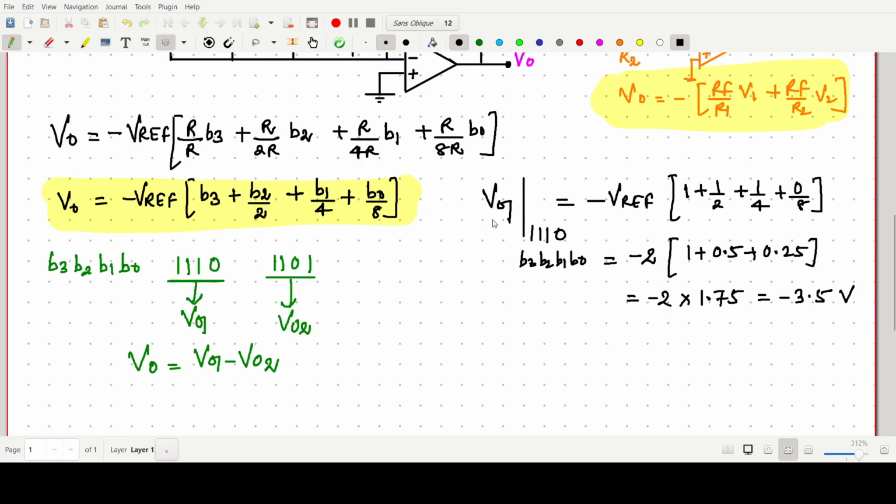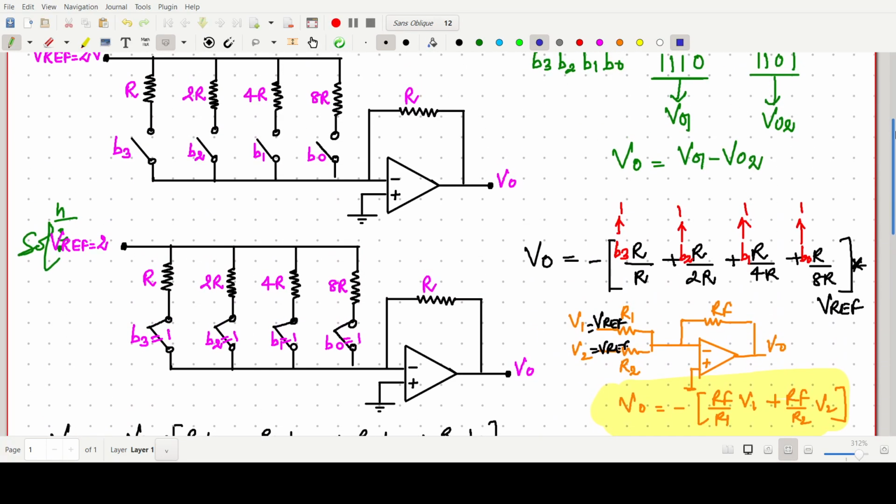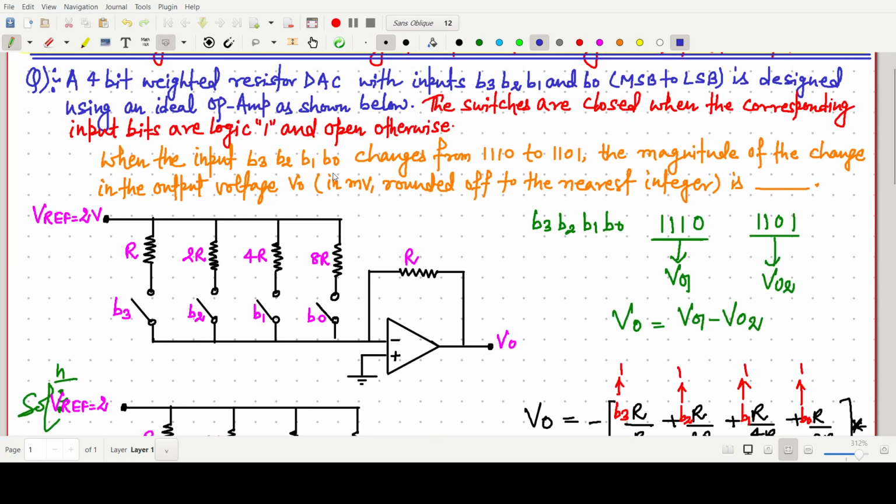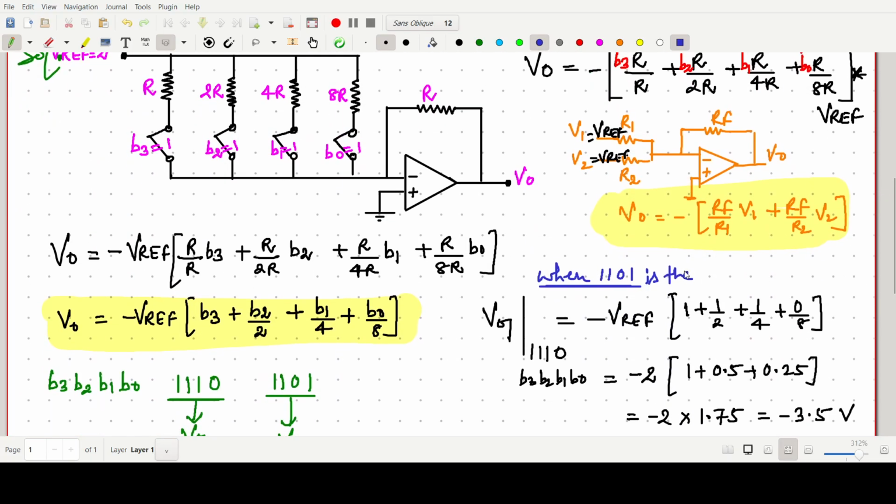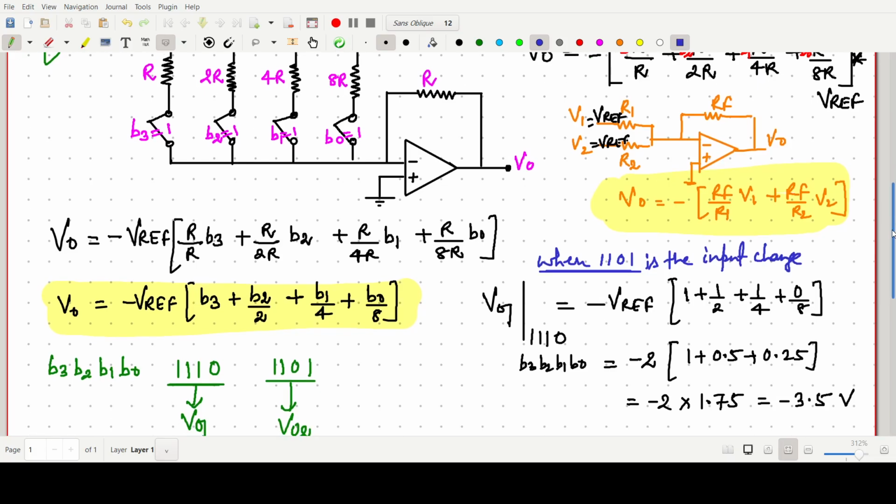The output voltage I am saying V naught 1 when the input is this. I am writing here, when 1101 is the input change. See, when the input changes like this, 1101 is the input change. So it is a simple summing amplifier kind of problem.